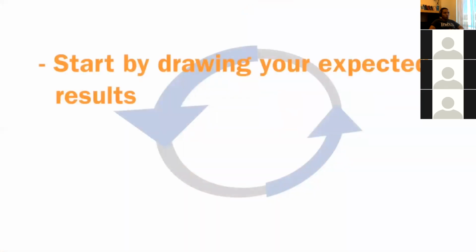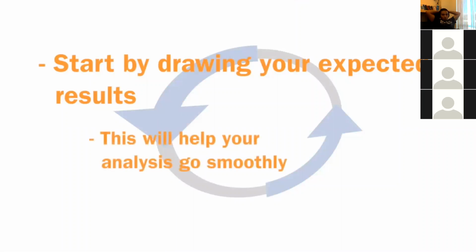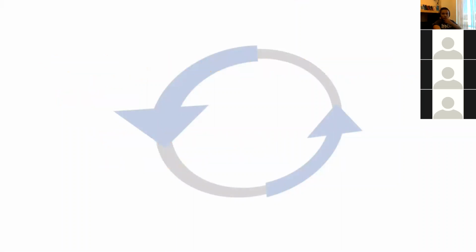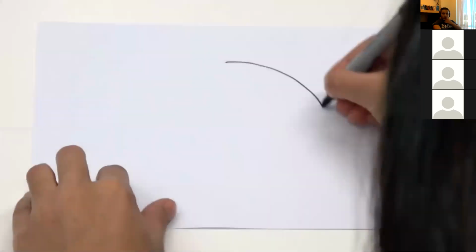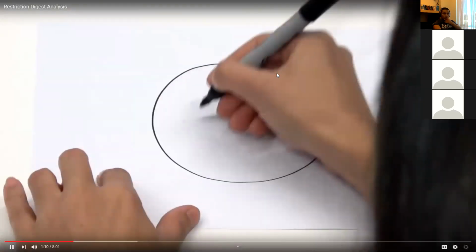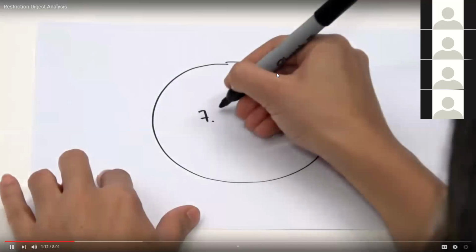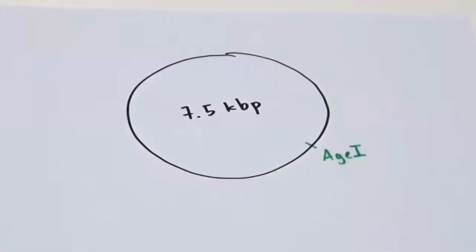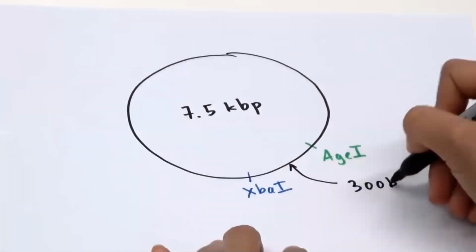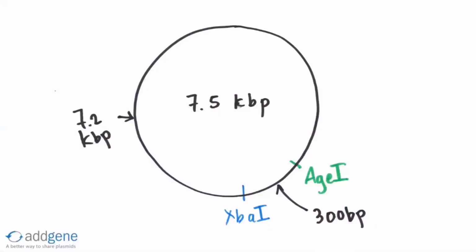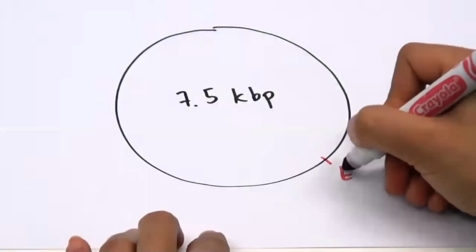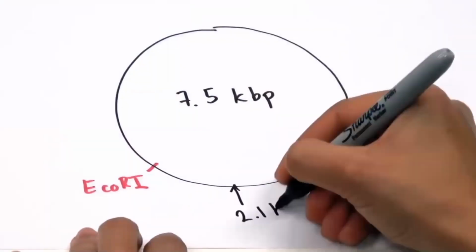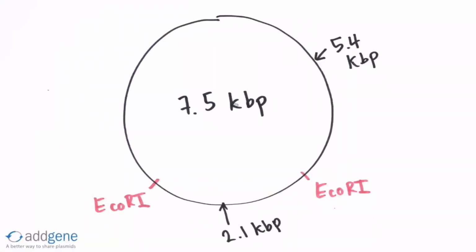The first thing you should do is draw out your expected results. While this step may seem unnecessary, it's good practice and it will make your analysis go a lot faster. In this exercise, we would like to verify the identity of a plasmid we received from Addgene. We'll digest the 7.5 kilobase pair plasmid individually with either AGE1 or XBA1, which are both single cutters, and then with AGE1 and XBA1 together. We'll also digest the plasmid with EcoR1, which has 2 recognition sites in the plasmid. So let's draw out the expected results.